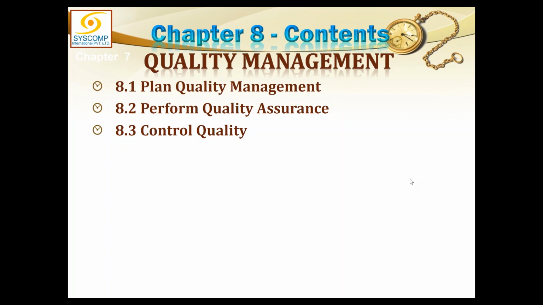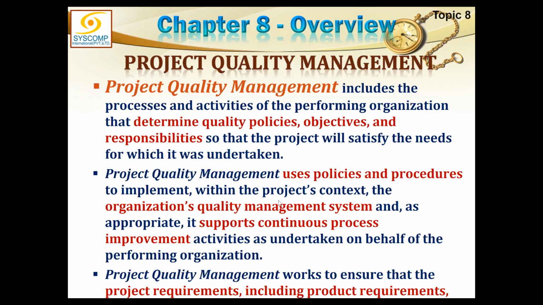If the basic concept is clear, then we can move ahead. The quality management includes the processes and activities of the performing organization that determine quality policies, objectives, and responsibilities. You see, that's what the management plan does. It covers all the policies, objectives, responsibilities, and guidelines and everything. But quality will cover only with respect to quality: the quality policies, the quality objectives, the quality responsibilities, so that the project will satisfy the needs for which it was undertaken. Project quality management uses policies and procedures to implement within the project context.